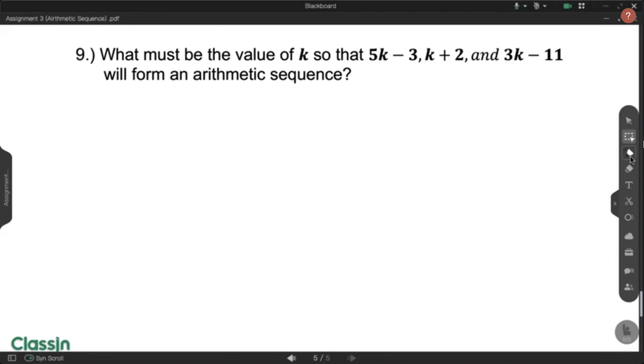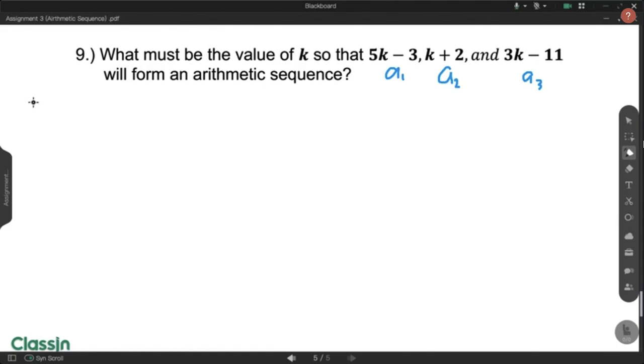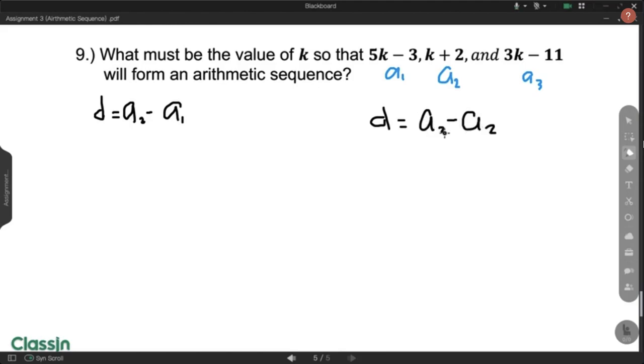Number 9. What must be the value of k so that 5k minus 3, k plus 2, and 3k minus 11 will form an arithmetic sequence? Class, remember that an arithmetic sequence has a common difference, and we can obtain the common difference by subtracting the first term from the second term, or the second term from the third term.